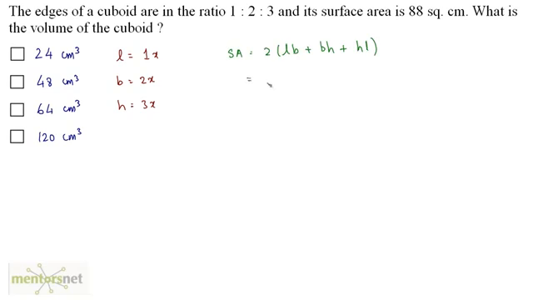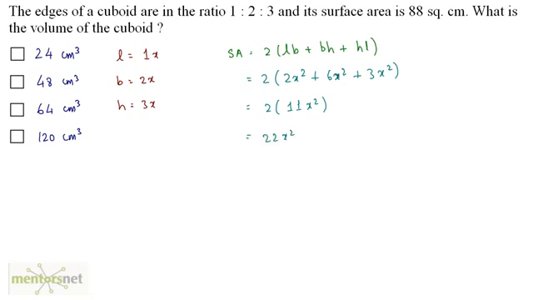So we have twice of L times B. So let's write it. L times B is 1x times 2x, that is 2x square. Plus we have B times H, that is 2x times 3x, that is 6x square. Plus HL, that is 3x times 1x, that's 3x square, right? So we have 2 into 6 plus 2 is 8 plus 3 is 11. So 11x square, and that is equals to 22x square.